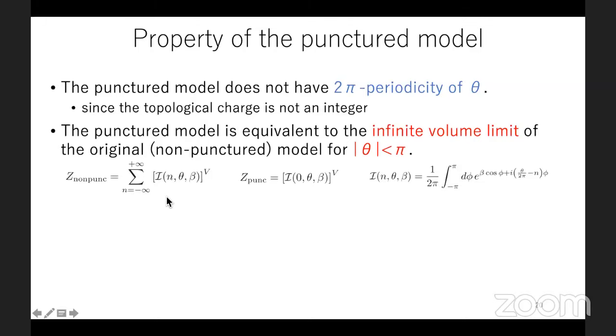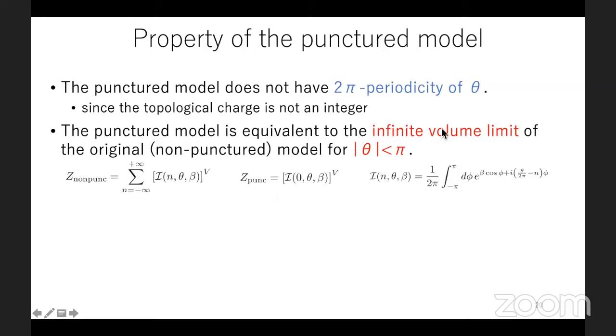If we write an analytic formula of the partition function on the non-punctured model, I mean the original model, the partition function is given like this, where I is some integral like this. On the other hand, on the punctured model, the partition function is given like this. The difference is a summation over n here. For the original model, there is an infinite sum over n. However, for the punctured model, n is only 0. There is no infinite summation.